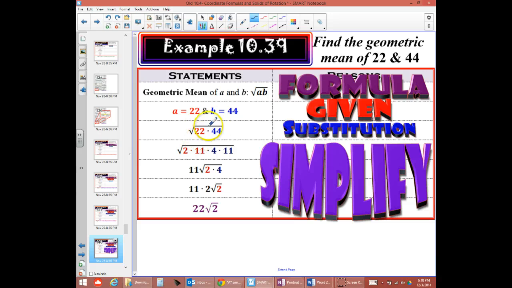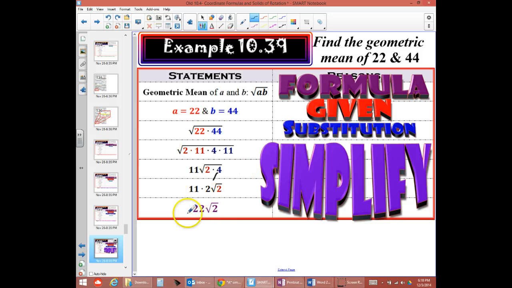I can take 22 times 44 and then work it out, or I can just simply split this to be 11 and 4 times 11. Now I've got a pair of 11s. So I take the pair of 11s out, and I end up with 11 times the root of 2 and 4. Well, 4 can also come out, because that can split to be a 2 and a 2. I can take that pair out. So then I end up with 11 times 2 times root 2. Well, 11 times 2 is 22, and then I'm left with 2 root 22.